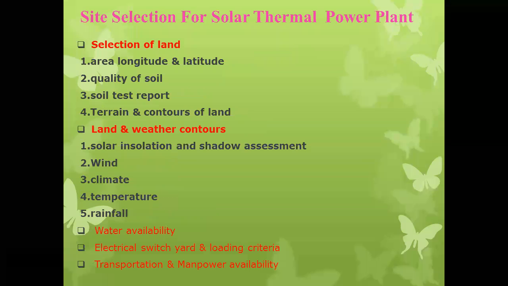Next, actual site selection for the solar thermal power plant. All these parts we have already discussed so many times. Selection of land: area, longitude and latitude we have to see. Longitude and latitude means what?